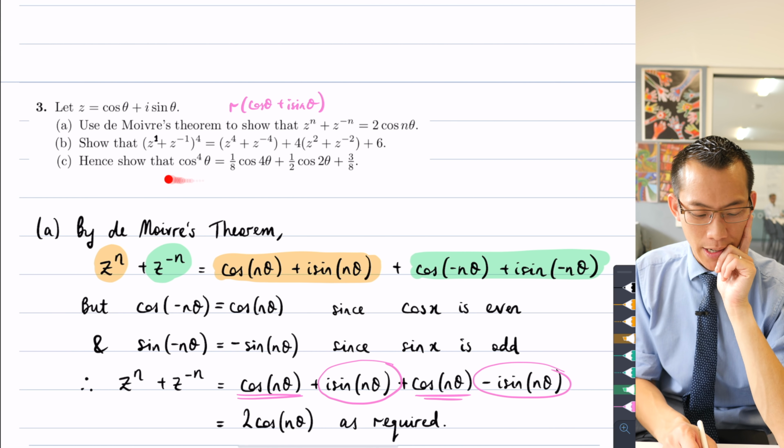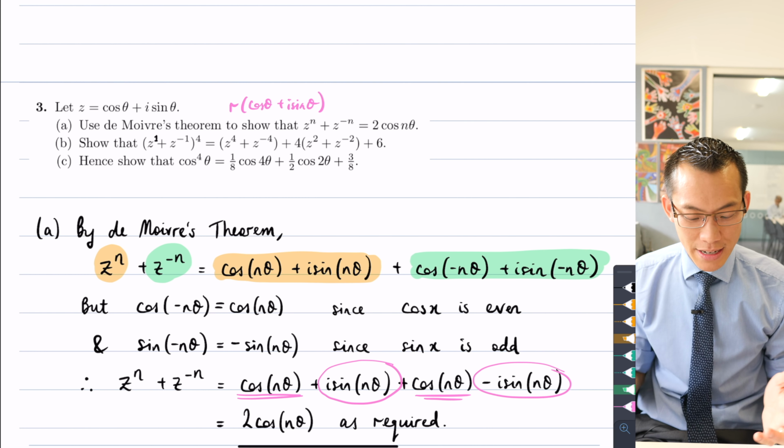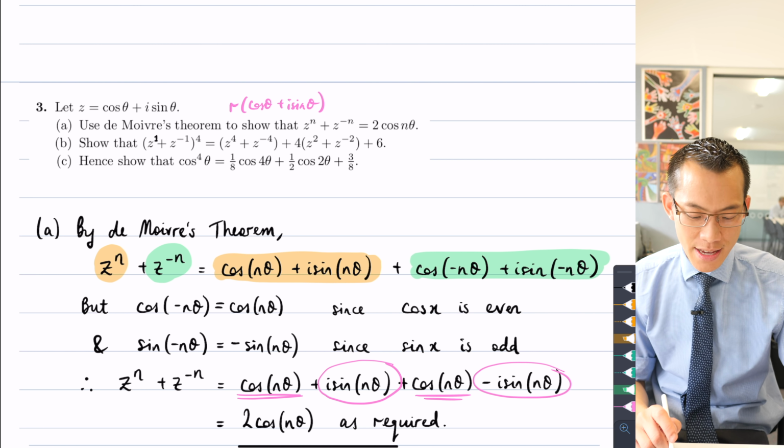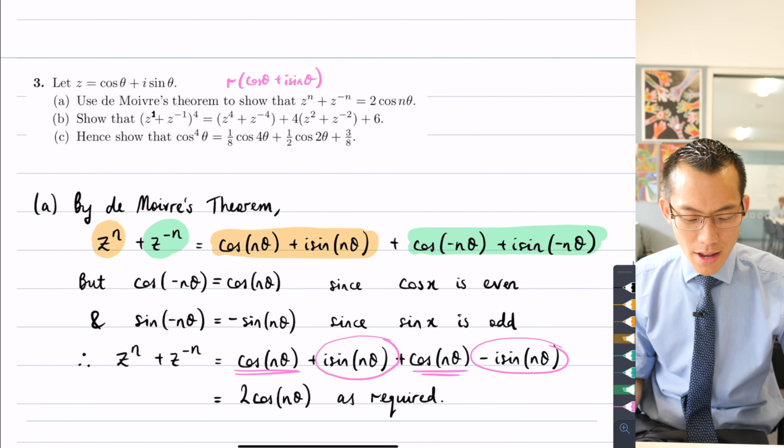How do I do this? Well, it's definitely a "hence." So whatever I did in part B, I need to use somewhat directly in part C, where it's going to have to come in some way. How do I do this?